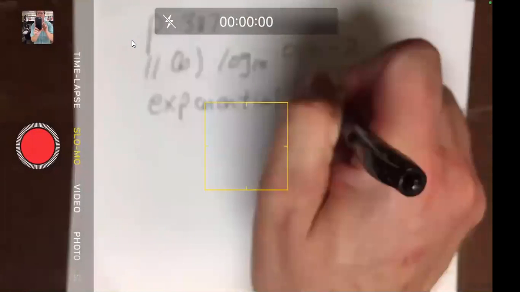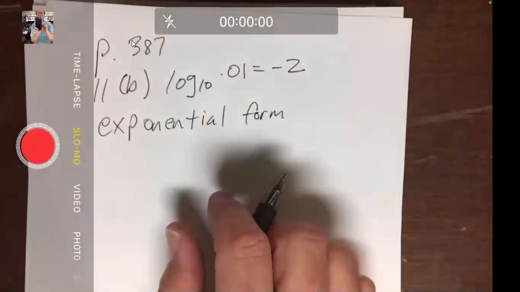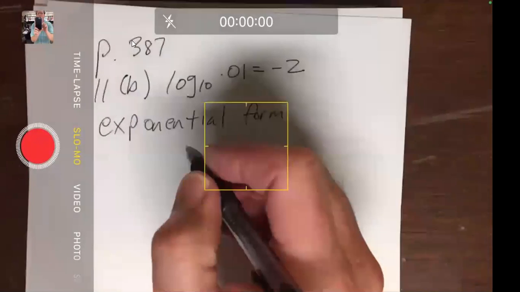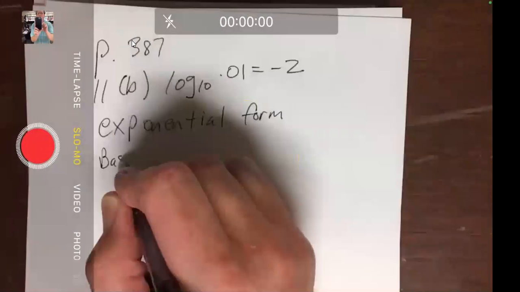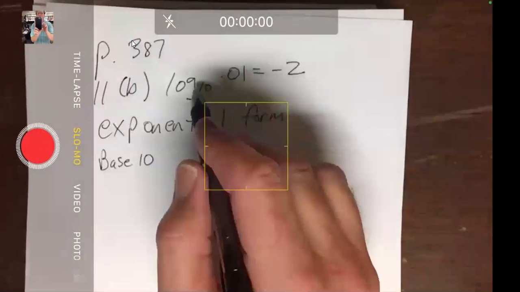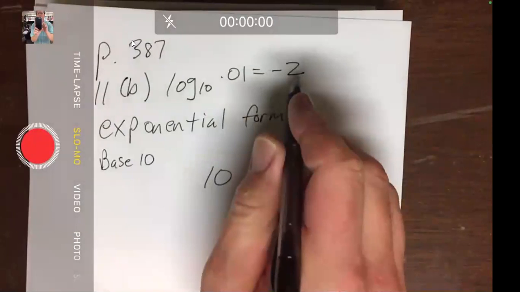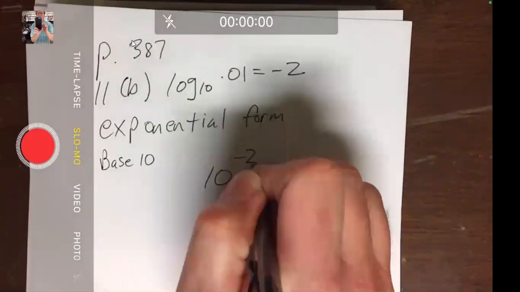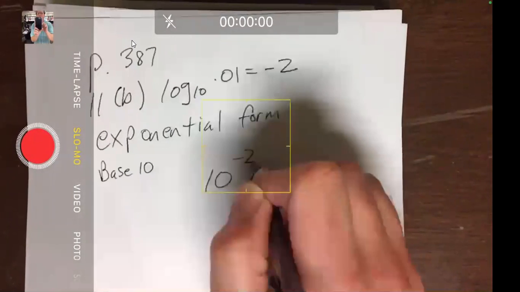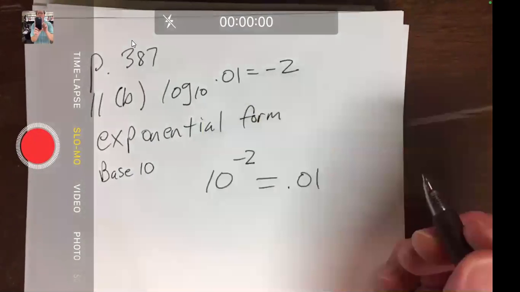Well, basically in exponential form, you use base 10. You usually write the 10, but when you see the word log, they mean base 10. So you take base 10 and raise it to the -2 power, and it's equal to 0.01. That's what they mean by exponential form.